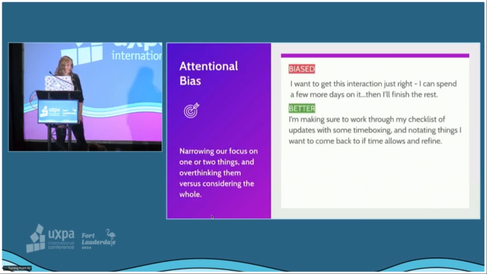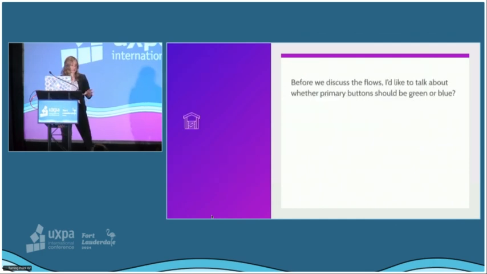Attentional bias. I want to make sure I'm working through a checklist is the better approach. Get through the whole checklist and then make notes, parking lot items where you need to come back and spend more time, or you could very easily rabbit hole into things that probably aren't the right thing to be spending time on anyway. So attentional bias is when we narrow our focus on one or two things and then we overthink them instead of considering the whole. Now, in this case, it could be anything, but there's another one that's very similar.